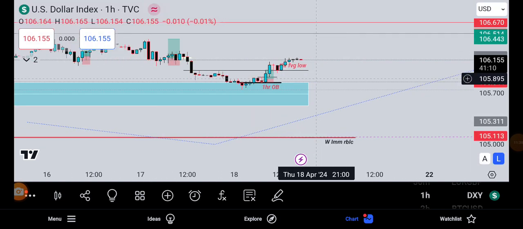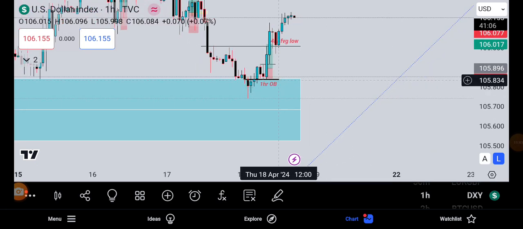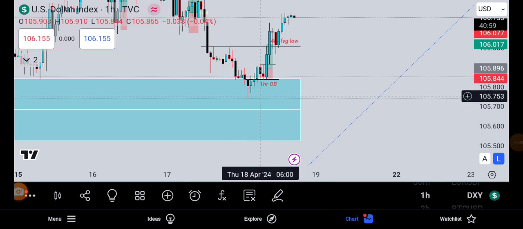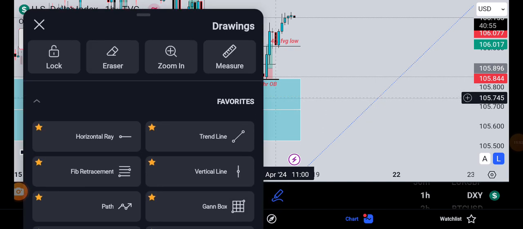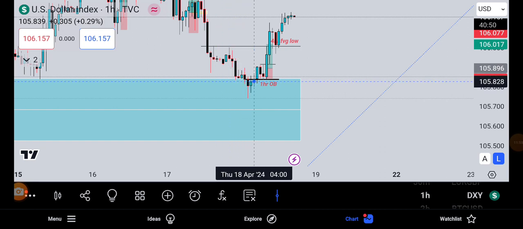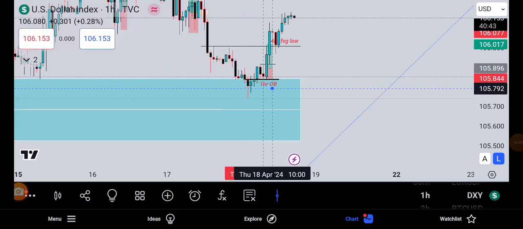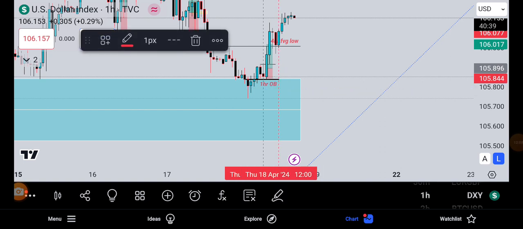And what I noticed is the sell side liquidity grabs tap into this key level, which is the daily fair value gap, and also inside a key level or our trading time zone, which is the New York kill zone from 7 a.m. to around noon.